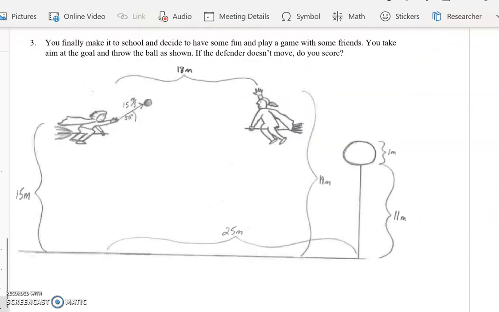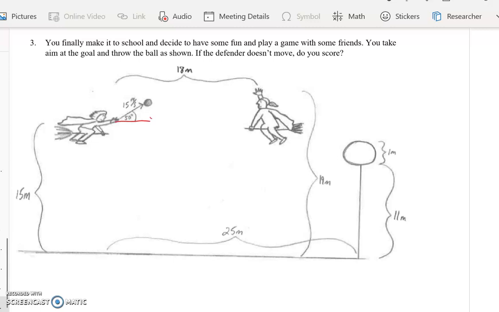Next one, you make it to school. You decide to have some fun and play a game with friends. You take aim at the goal and throw the ball as shown. If the defender doesn't move, do you score? So you first of all have to get your shot over the hand of the outstretched defender, but then also have it fall enough to make it into the hoop. So you kind of have to do this in 2 parts. Make sure it goes over the hand of the defender and low enough after the defender that it goes through the hoop in the goal.